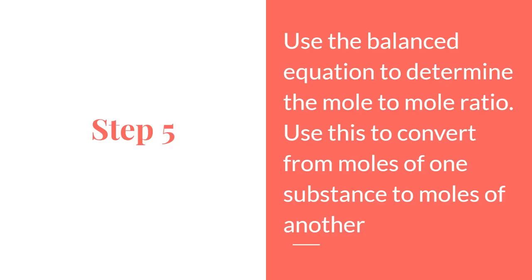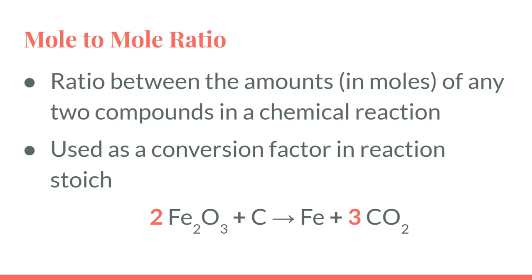Step 5 then, this is new. We are going to now convert from the compound we are on to a new one. So we are going to be using the balanced equation to determine something called the mole-to-mole ratio. And we are going to use this ratio as a conversion factor to convert from moles of one substance to moles of another. So a mole-to-mole ratio is the ratio between the amounts in moles of any two compounds in a chemical reaction. This is why it's so important that you know how to write out an equation and balance it, because if you get this portion wrong, you are going to get the wrong answer.